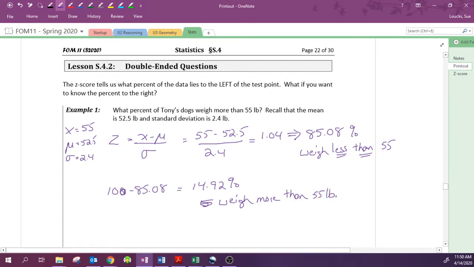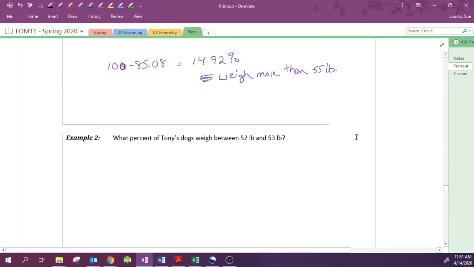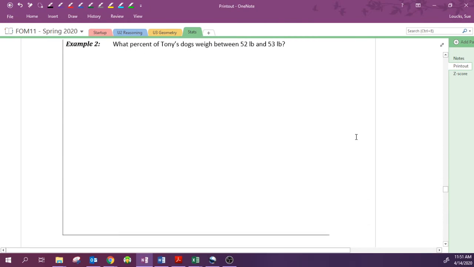All right, that one was pretty straightforward. The next one is a little bit more involved. So let's do example 2. What percent of Tony's dogs weigh between 52 and 53 pounds?